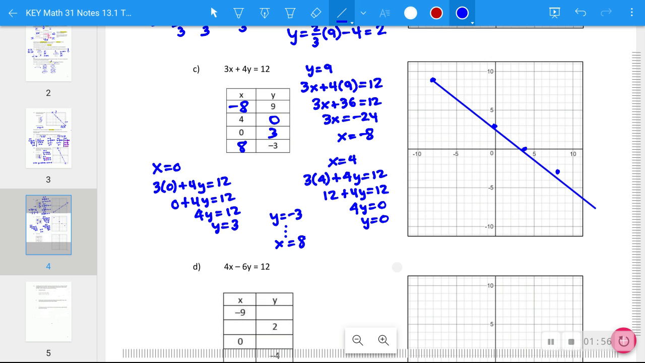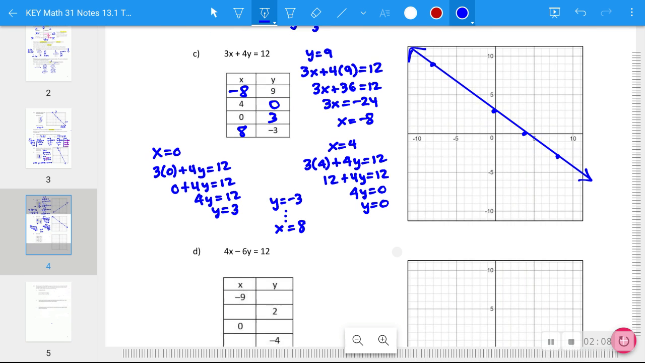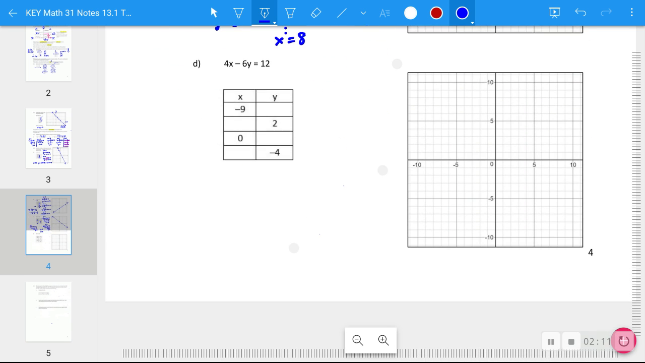So maybe I need to do this a little more carefully. Last time I messed up. Okay, there's the line that equation represents. You want to indicate that it goes forever by putting arrowheads. All right, another example of this.